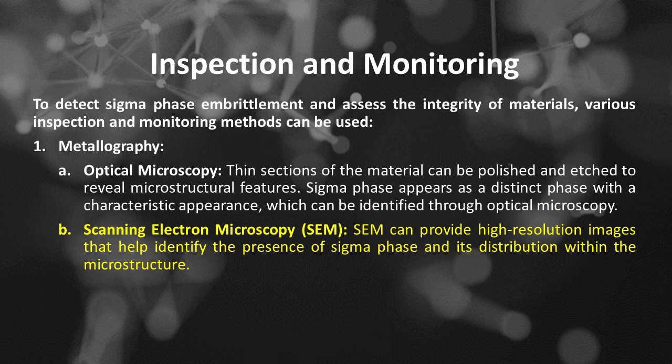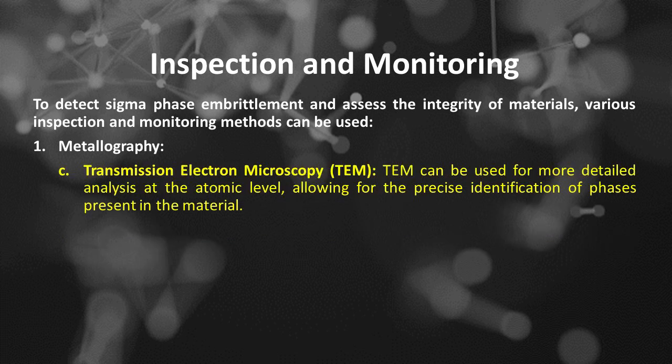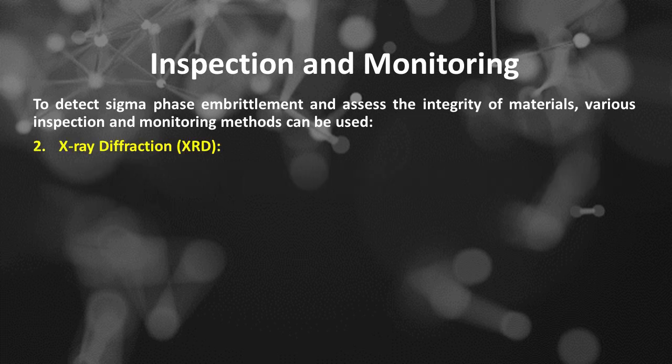The second is scanning electron microscopy, or SEM. SEM can provide high-resolution images that help identify the presence of sigma phase and its distribution within the microstructure. The third is transmission electron microscopy, or TEM. TEM can be used for more detailed analysis at the atomic level, allowing for the precise identification of phases present in the material. Number 2 is X-ray diffraction, or XRD.